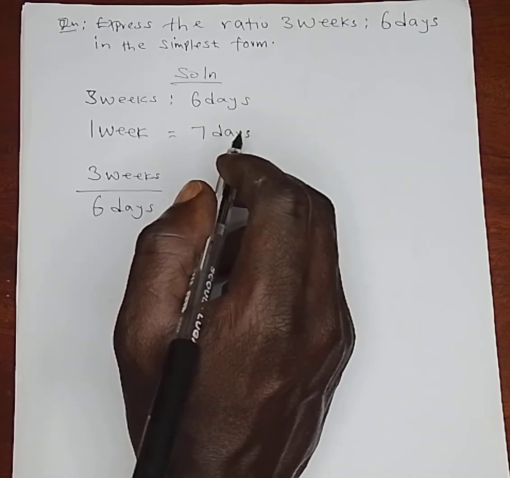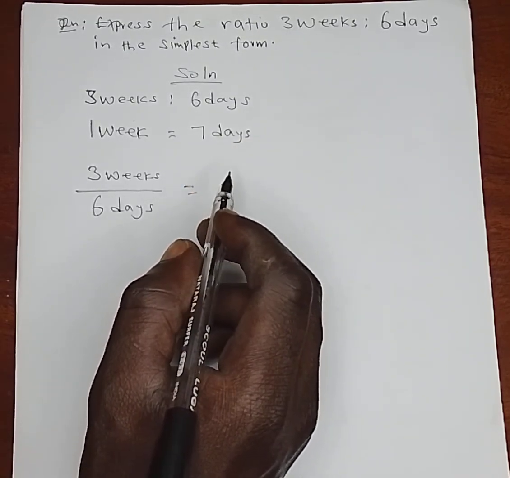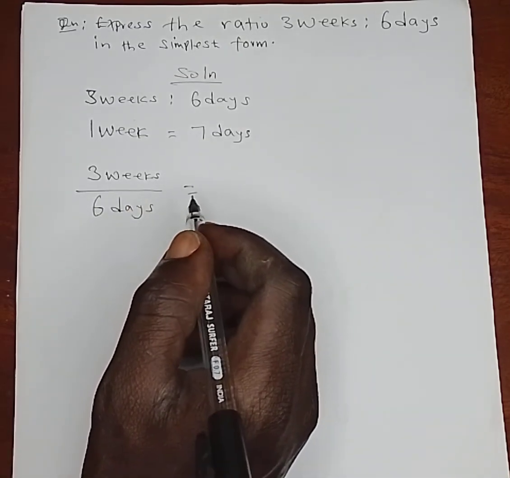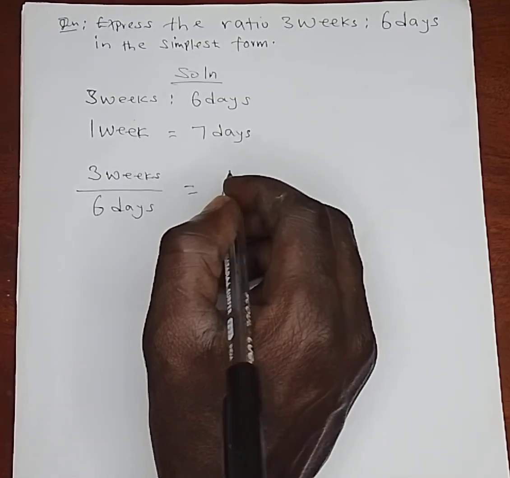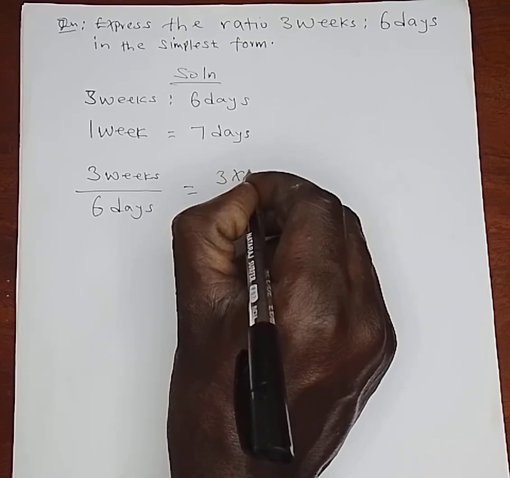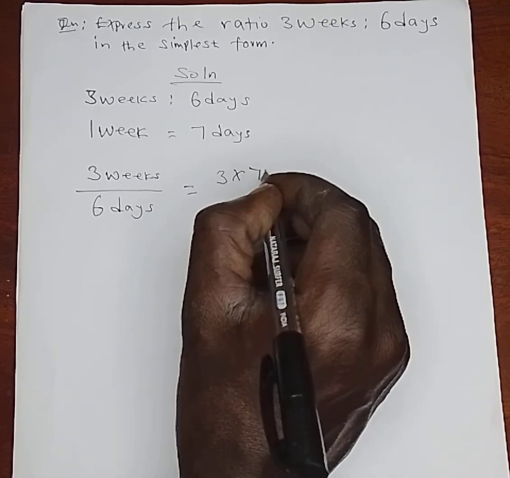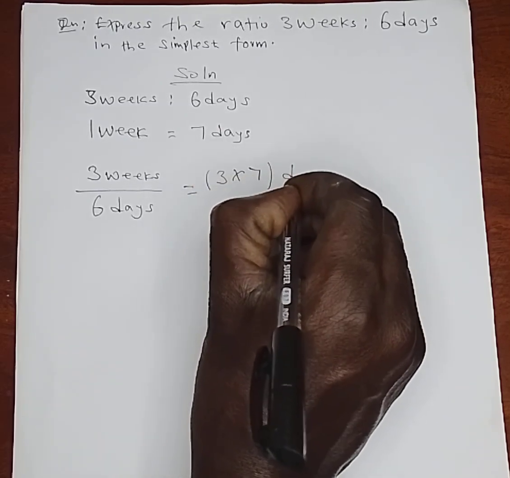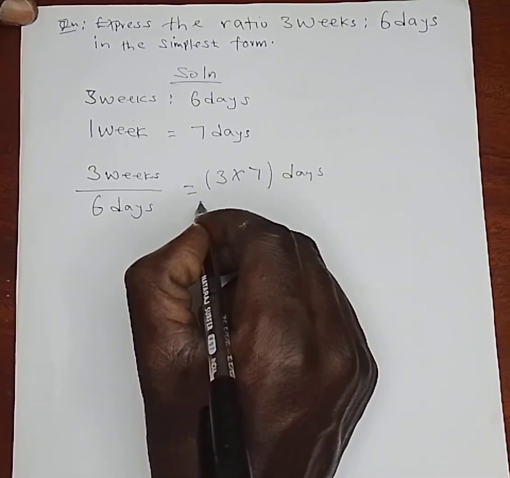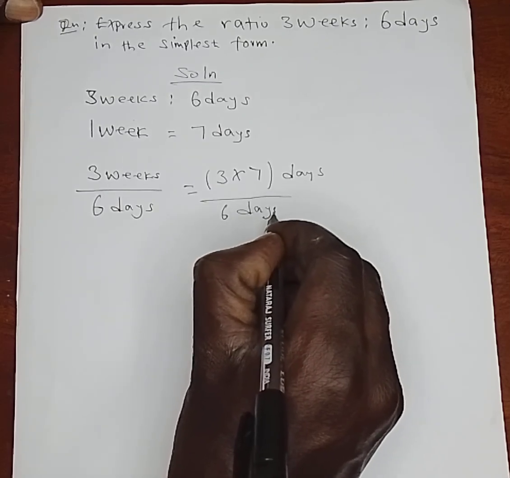Since we have finished expressing that, now we are going to multiply with the 1 week. In 1 week we have 7 days. So we shall multiply the weeks with the days which are under the week. So we shall now have 3 weeks times 7 days, because there are 7 days in a week. And all this will now turn into days. Then we divide with the given days, which are 6 days.